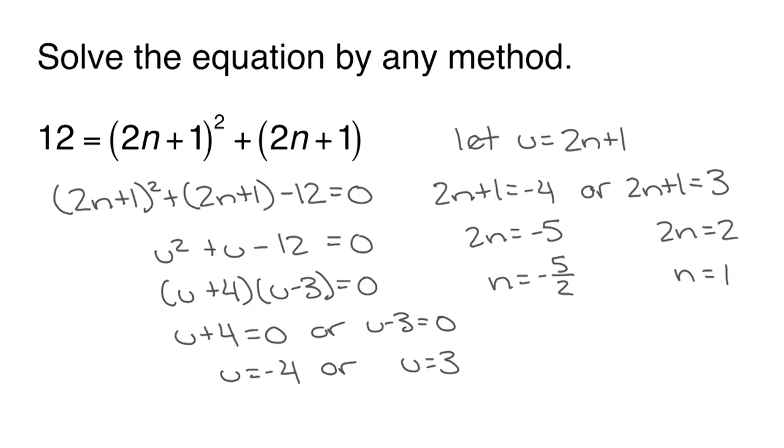is equal to 1. Both of these solutions do satisfy the original equation, and so the solution set is the set containing negative 5 halves and 1.